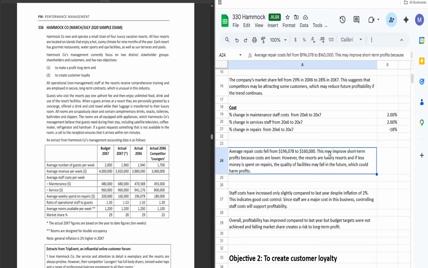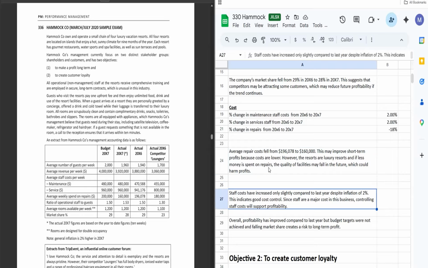So what will be the impact of this? I have explained here. This may improve short-term profit because costs are lower. However, these are luxury resorts, and if less money is spent on repairs, it will harm the quality of services and the quality of facilities that we are delivering to our guests. It will also fall in the future if this trend continues, and in that case our profit will also be impacted in the long run. So this is how I have linked everything.